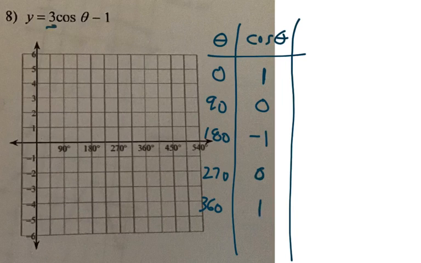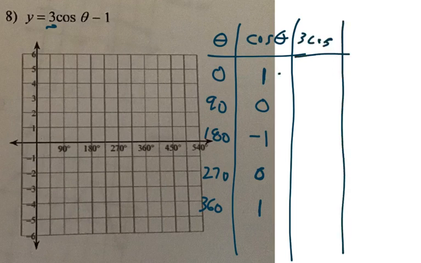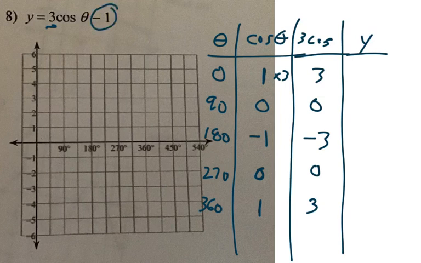Now we need to do 3 times that. 3 times cosine theta. So we're just going to multiply by 3 here. So that's 3, 0, negative 3. Watch your signs. 0, 3. Now we're ready to do y. All we have to do now is subtract 1 here. 3 minus 1 is 2. 0 minus 1 is negative 1. Negative 3 minus 1 is negative 4. 0 minus 1 is negative 1. 3 minus 1 is 2.